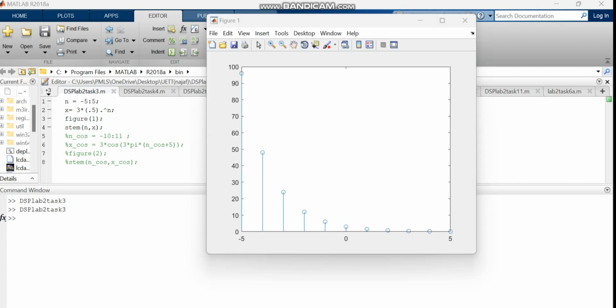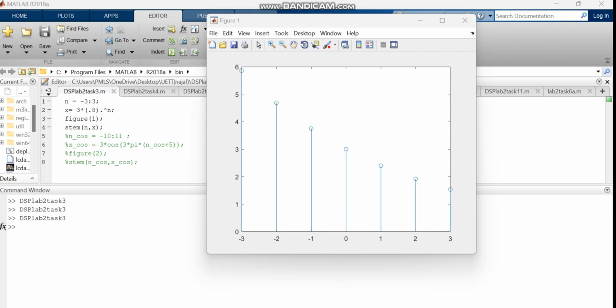Here we extended the range from minus 3 to 3 to minus 5 to 5 now, and it will show more samples of the exponential decay, allowing us to observe its behavior over a widened range of indices. Now we have changed the value of alpha from 0.5 to 0.8, and we saw that the amplitude has changed. By changing the value of alpha, we can control the rate of decay or growth of the exponential signal.